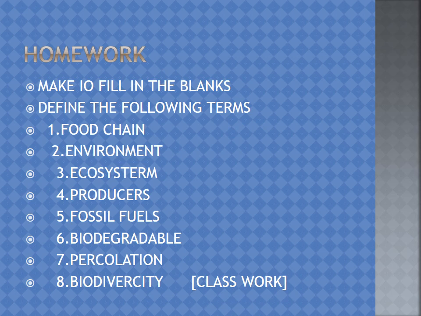define the following. Define food chain, environment, ecosystem, producer, fossil fuels, biodegradable, circulation, biodiversity. These are definitions. You find the answers from the book and write them in the class work note. All are single line only. What is food chain? What is environment? Only single line.